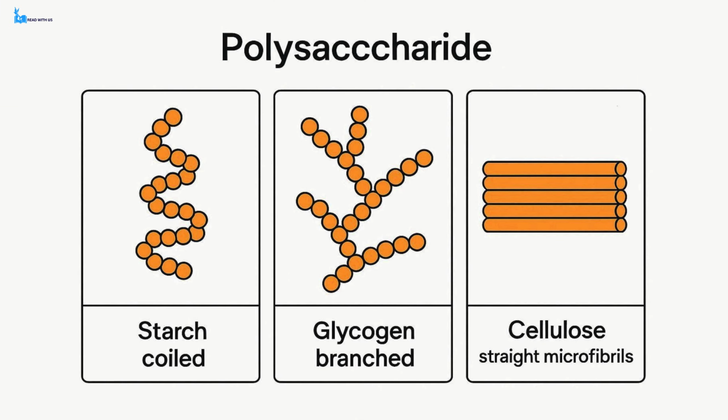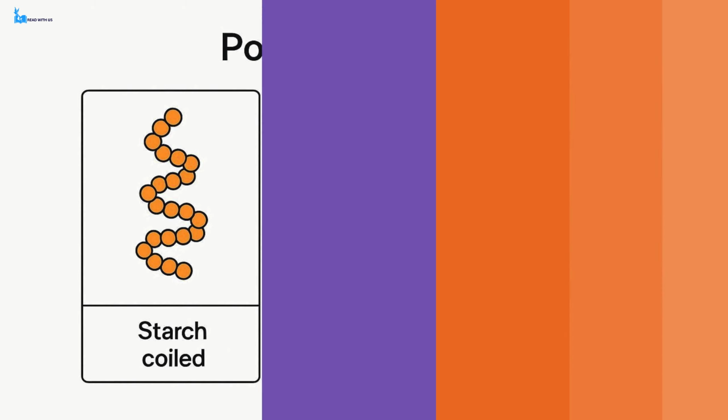When many monosaccharides join, they form polysaccharides, such as starch, which coils, glycogen, which is highly branched, and cellulose, which forms straight chains that pack into strong microfibrils.